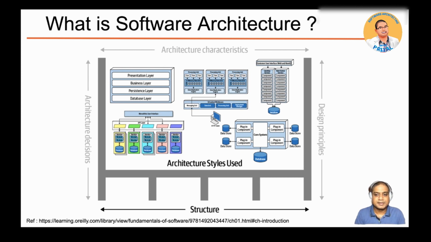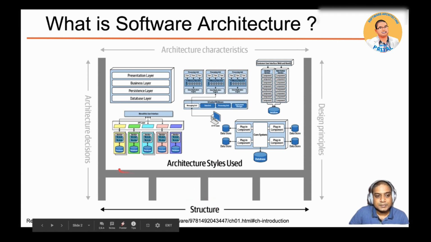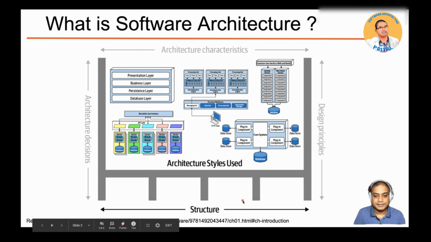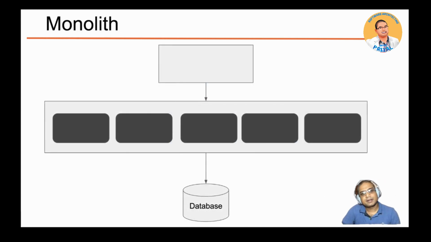Okay, so to begin with, first of all, we'll define what software architecture is. Now, there are a lot of arguments and contradicting definitions to this, but I have taken this particular definition from the book called Fundamentals of Software Architecture. According to that, software architecture has mainly four features: the software structure, the architecture decisions, architecture characteristics, and design principles. So software architecture comprises all these four factors. In this particular lesson, I'm going to walk you through only the software structure part of this architecture.